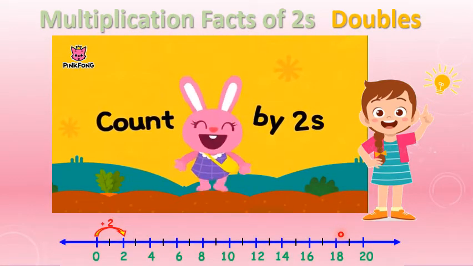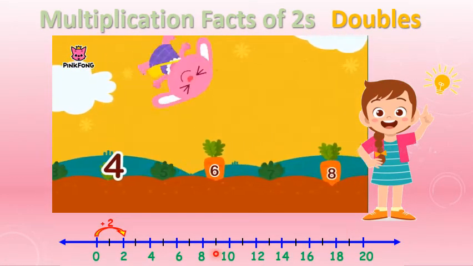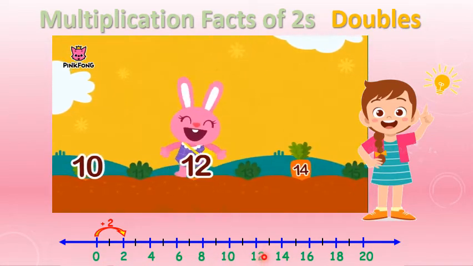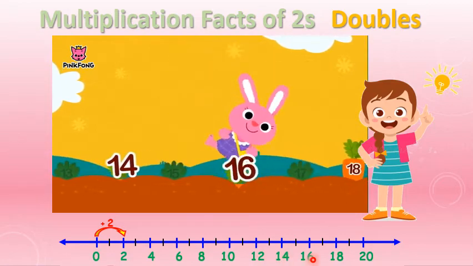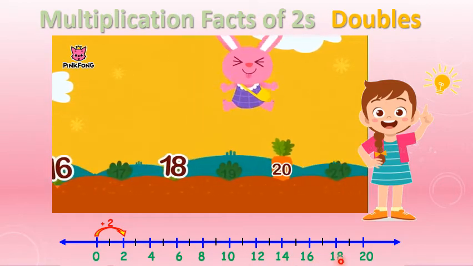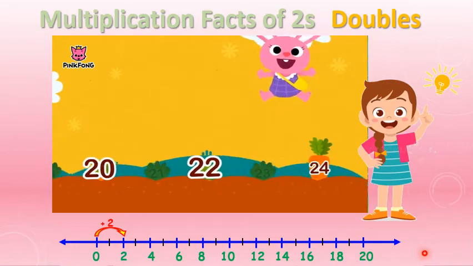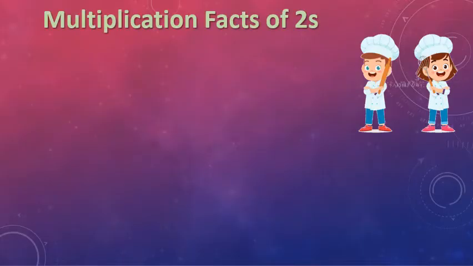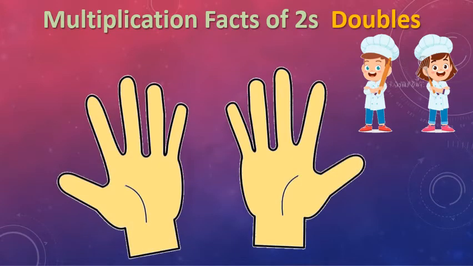Count by 2. 2, 4, 6, 8, 10, 12, 14, 16, 18, 20, 22, 24. Multiplication facts of 2, doubles or twos. Using our fingers is our first strategy after skip counting. Here we have in our fingers, count from left here.